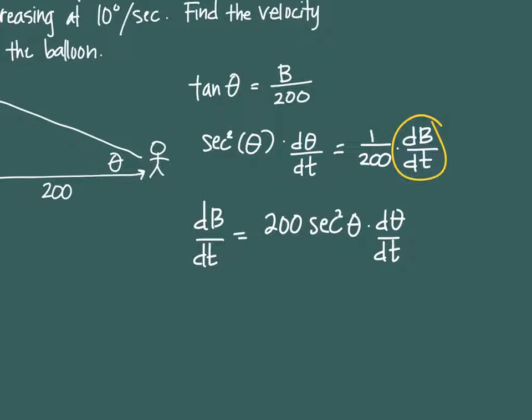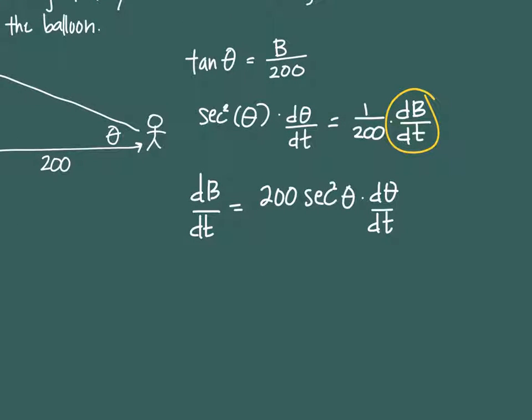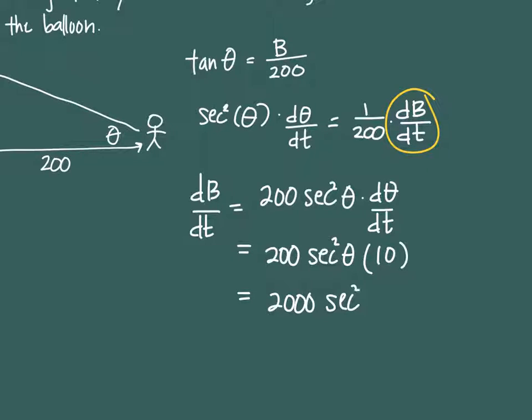We know d theta dt to be increasing at 10 degrees per second. So this will be 200 times secant squared theta times 10. And so this will be 2000 secant squared theta. And then we are measuring this in feet per second. Feet I know because the 200 was in feet, and the seconds I know because of the value of the time for the changing angle.